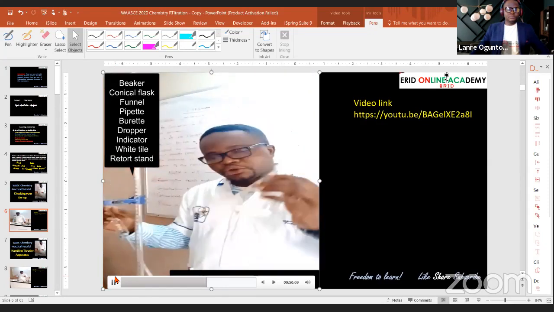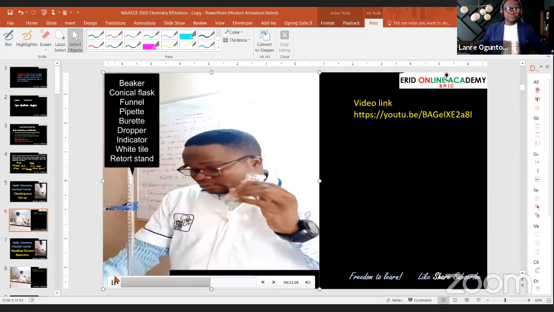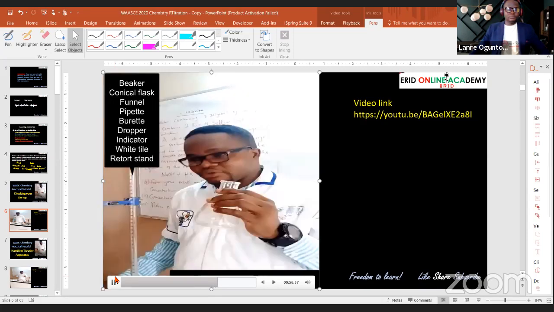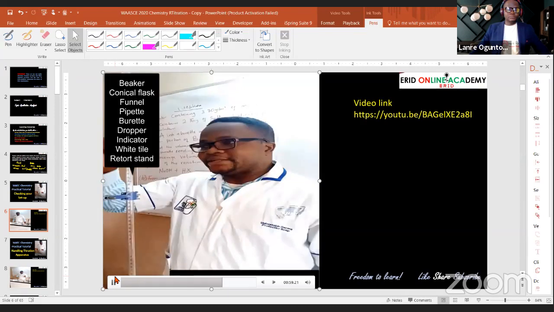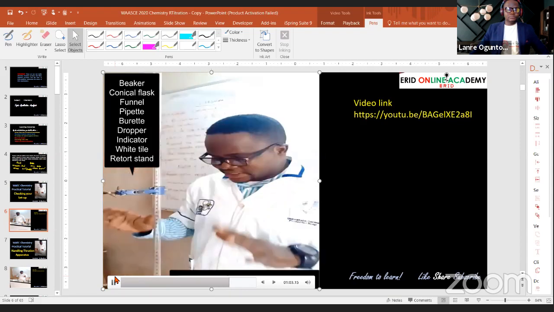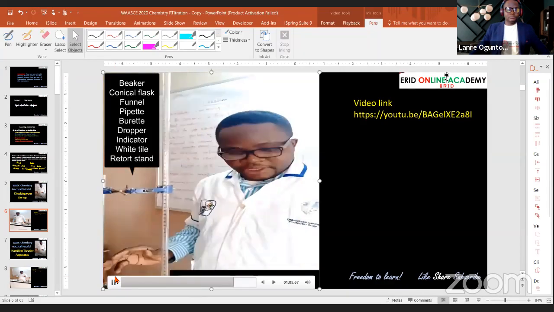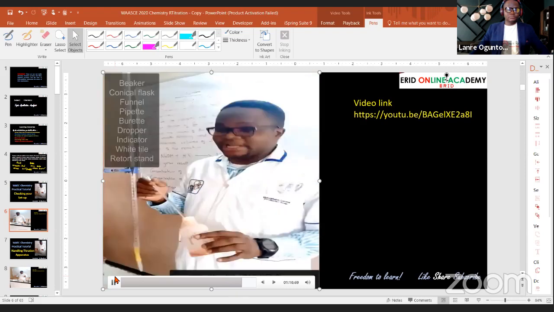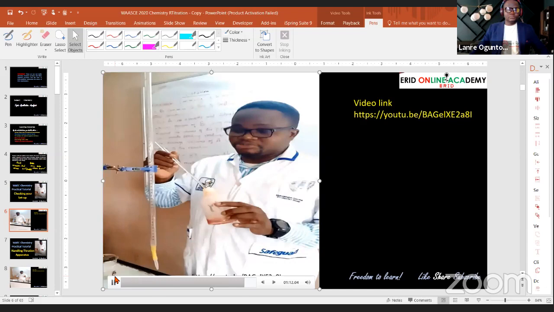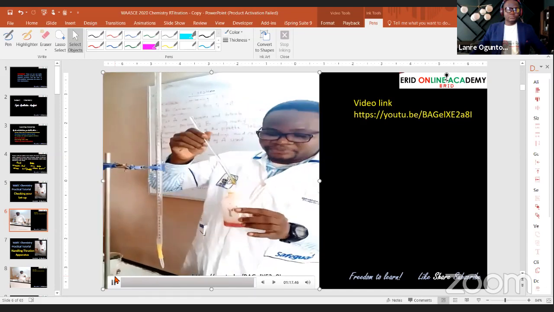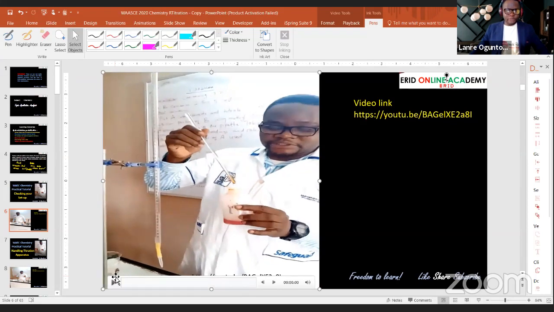So your conical flask will house or host your base. This is the base. So the conical flask will host the base. Your burette normally hosts the acid. So that is the acid-base titration setup. And of course here I have the indicator. I'm going to be using this glass rod as my pipette for now, your Pasteur pipette, for dropping my indicator. So you can see the materials that you need.